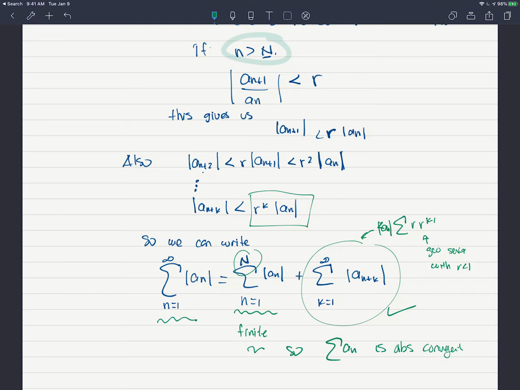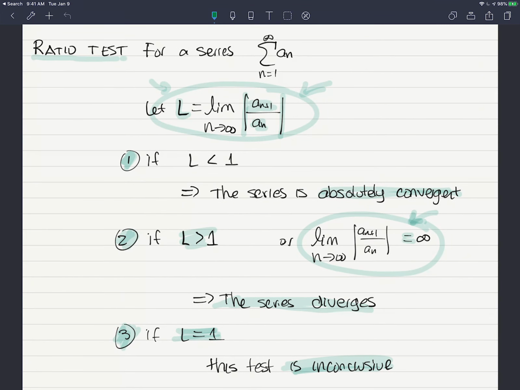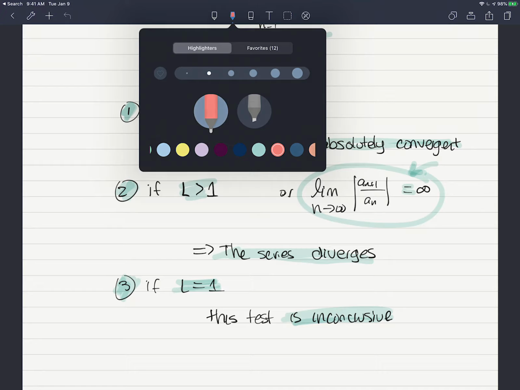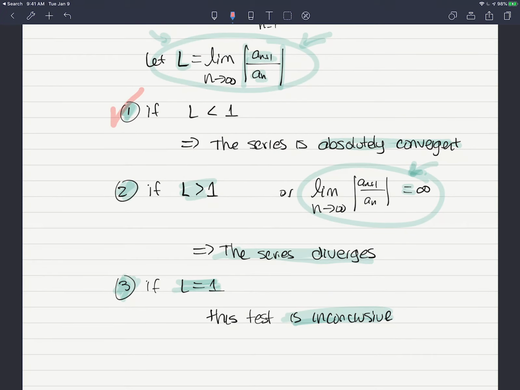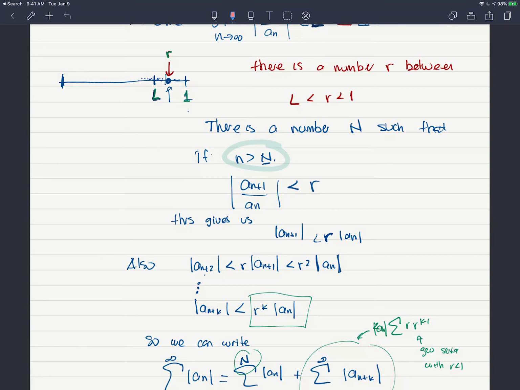And we're done. The ratio test has these 3 parts. I proved number 1, right? Number 2 is to prove that if L is more than 1, it diverges. But if you think about it, that's going to be straightforward from here, only that you would have the r on the other side, and you have bigger than the geometric series that diverges.